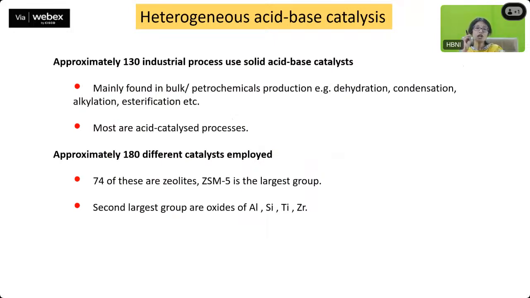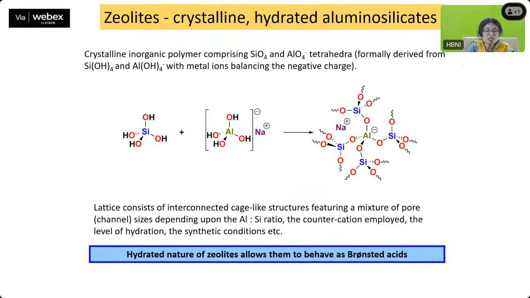Out of this, 74 are zeolites, which we will discuss a little bit later. And out of which, ZSM-5 is the largest group. And the second largest group are oxides of aluminium, silicon, titanium, and zirconium. So when you talk about catalysts, these are mostly the main groups of catalysts which are being used in industrial processes. So what are zeolites?